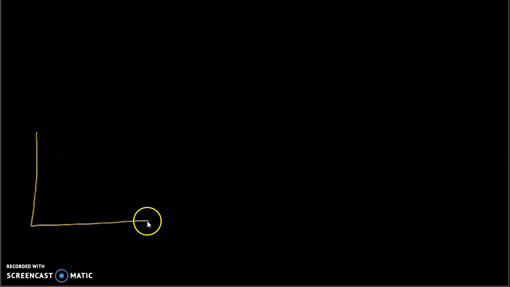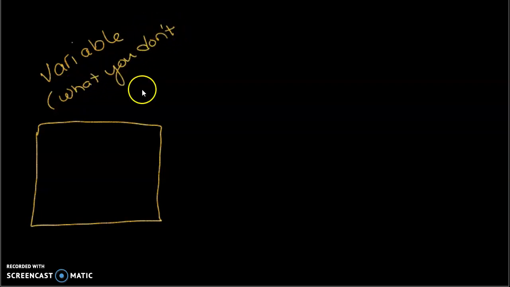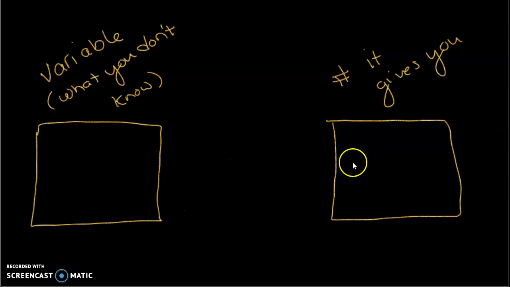On the left-hand side, this is always going to be your variable. That is the thing you don't know, or the part you don't know. It could be what you're trying to find out, but it's usually just what you don't know. And then this side is always going to be the number it gives you. Sorry about my bad handwriting. Then you're going to put an inequality somewhere in the middle. So I'm going to do a couple of examples, and you'll follow the same procedure each time.